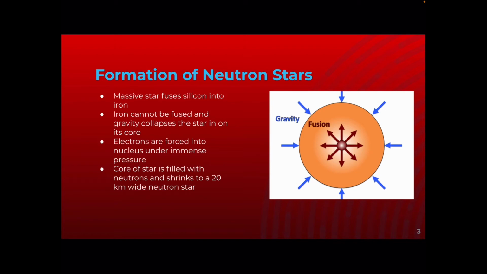The core is shrunk from about the size of an Earth to a 20-kilometer wide ball. All the electrons are forced into the nucleus and collide with the protons. This forms neutrons. Eventually, the core has barely any electrons or protons and just a lot of neutrons and becomes a neutron star. The rest of the layers of the star bounce off this neutron star in a supernova.